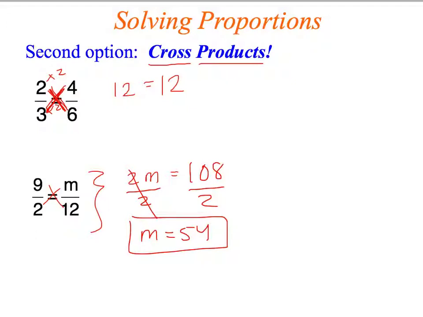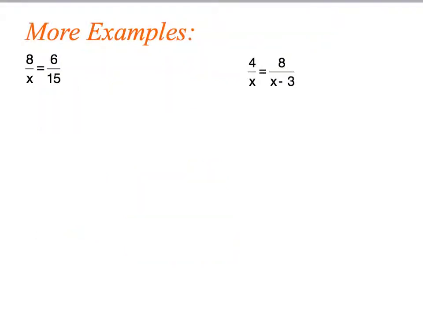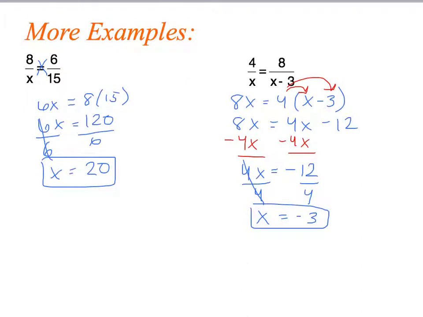Here are 2 examples for you to try on your own. Go ahead, pause the video, give these a try, and then we can check them together. The answer to the first problem is x equals 20, and the answer to the second problem is x equals -3. If you got those answers, great job. If not, make sure to go through step by step and see what you did wrong.